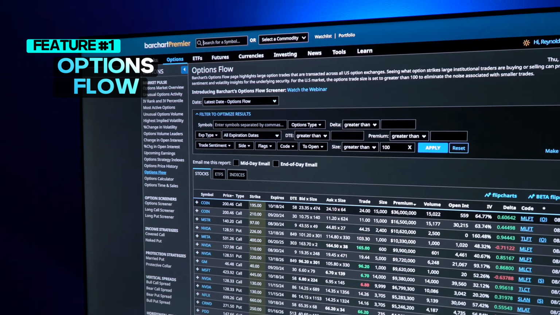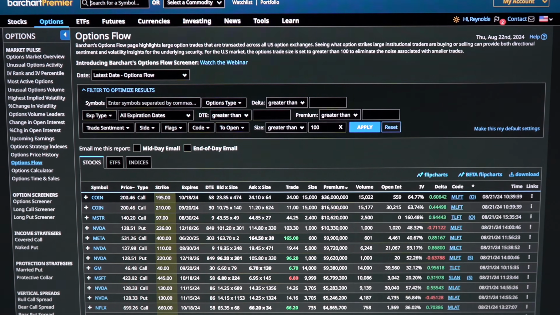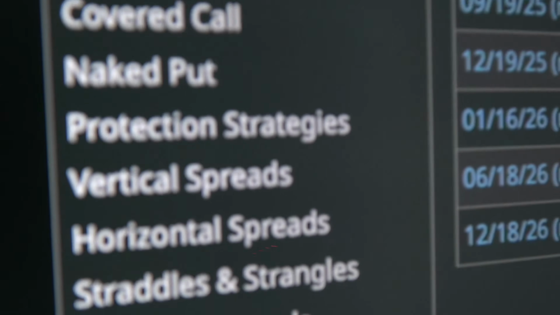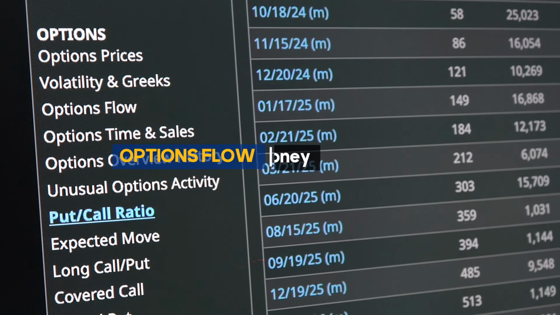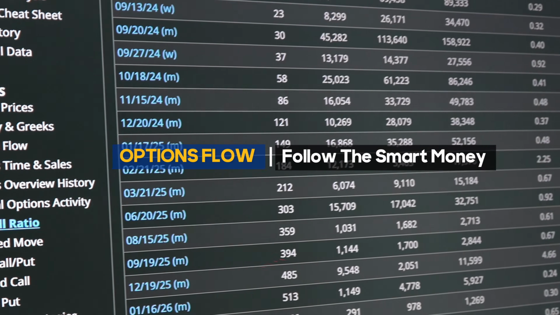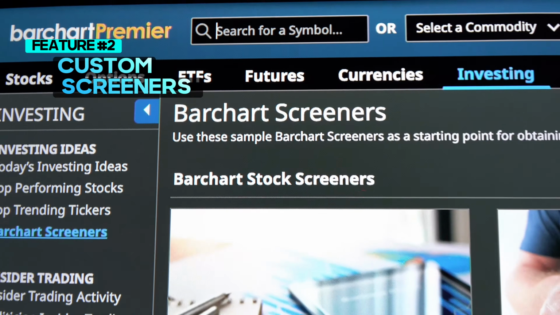First up is options flow. This tool tracks large options trades, helping you see where the big money is moving. Whether you're following unusual activity or looking for high volume trades, this feature gives you insights that are often hidden from retail traders.